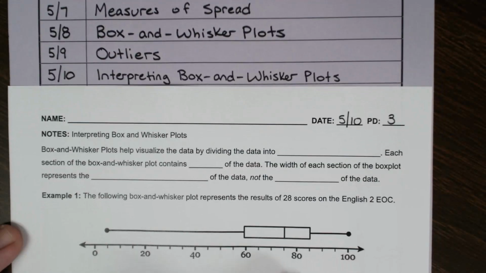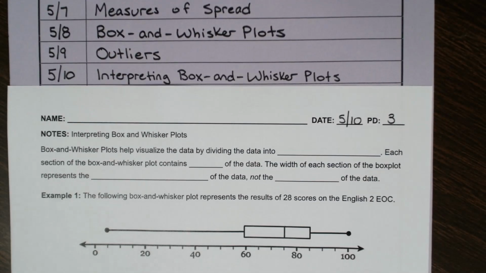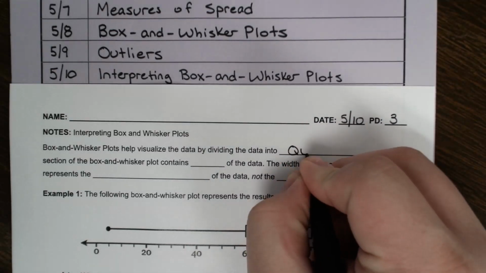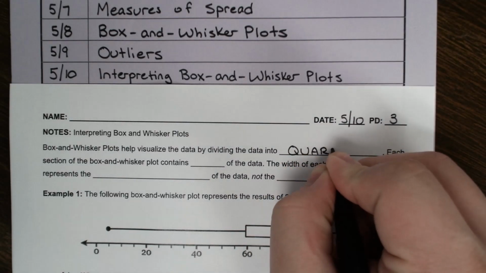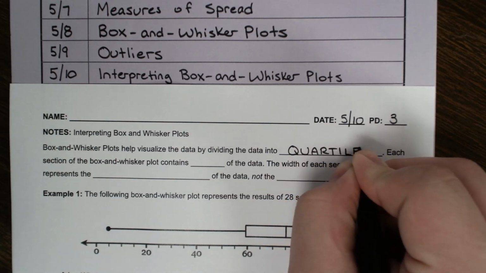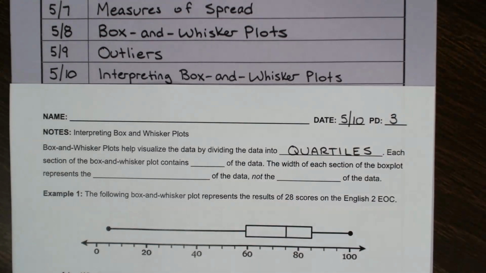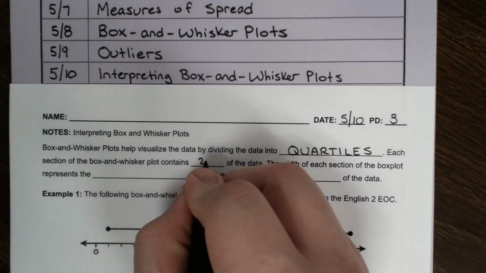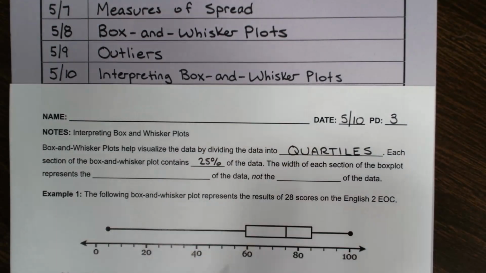So, box and whisker plots help us visualize data by dividing that data into quartiles. Quartiles meaning quarters. We cut the data up into 4 equal-sized pieces. Each section of the box and whisker plot contains exactly 25% of the data.